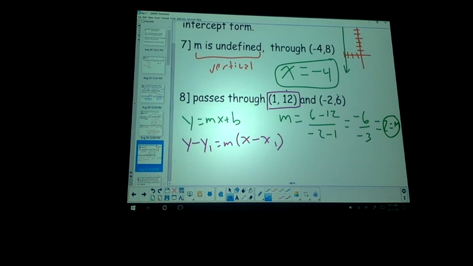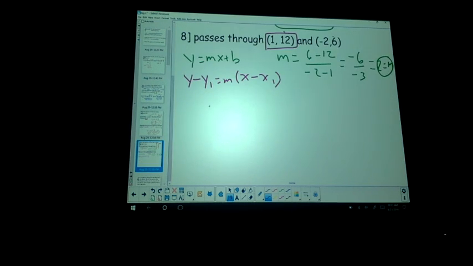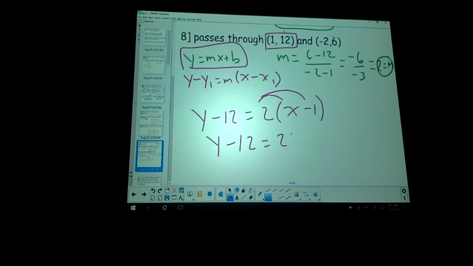Okay, so I'm going to extend that a smidge. So I'm going to go y minus 12 equals m times x minus 1. I want to put it back in this form right here. I'm going to distribute here. Then I'm going to add 12 to both sides. So there's my equation in slope-intercept form.